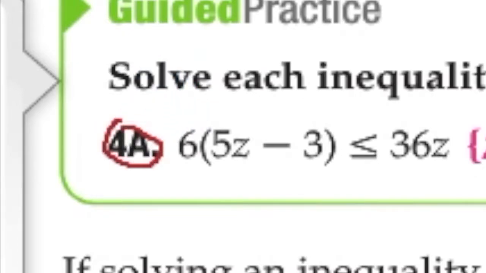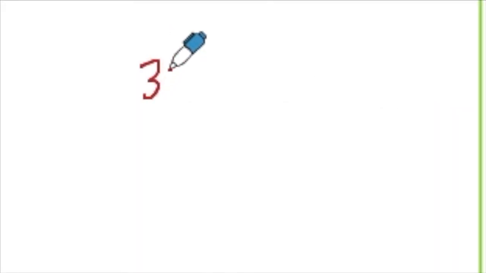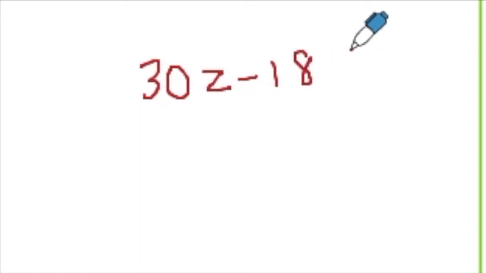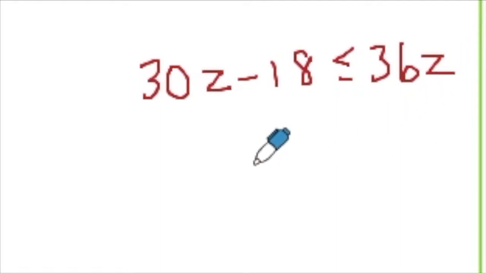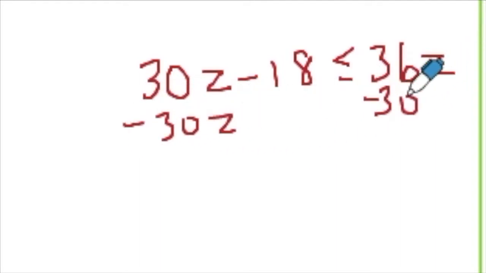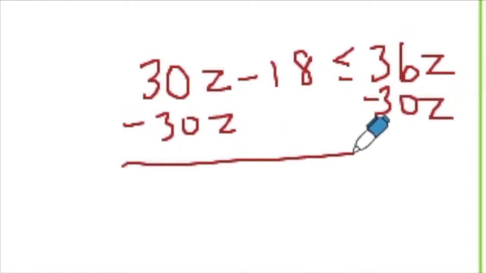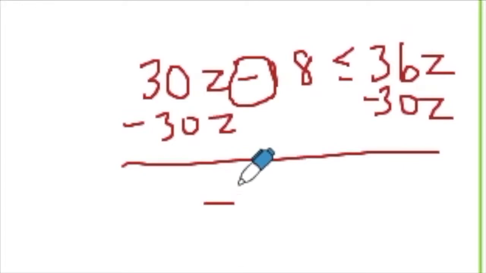I'll start with 4a. When you distribute the 6 to the 5z and the negative 3, you get 30z minus 18, less than or equal to 36z. I'm going to subtract 30z from both sides of the inequality sign. And don't forget that negative sign right there. That comes down with the 18.